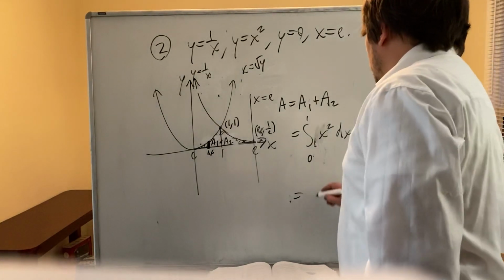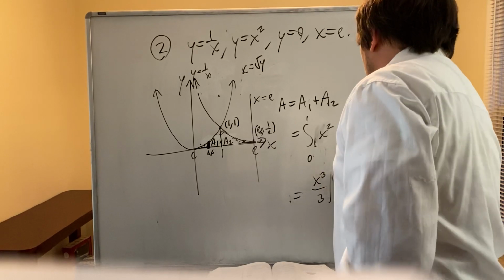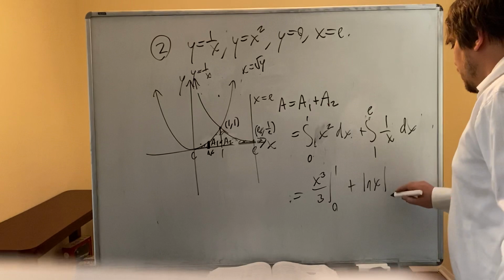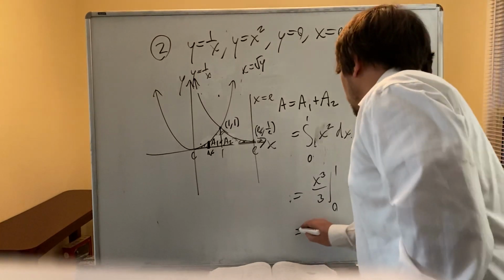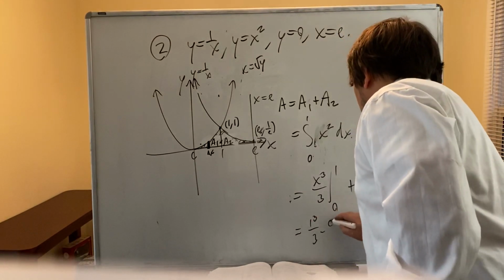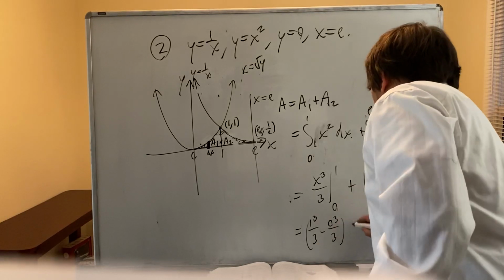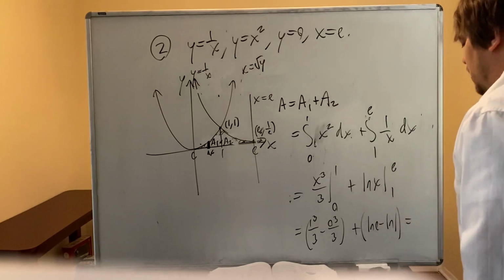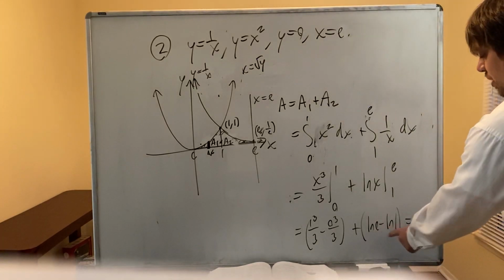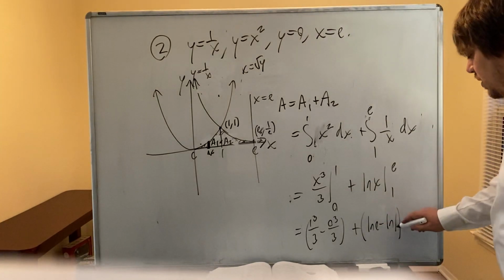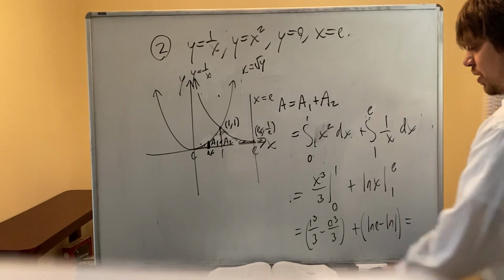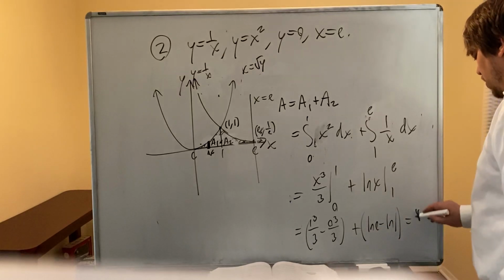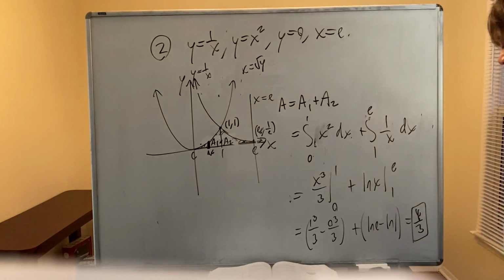Okay, so this is equal to x cubed over 3 evaluated from 0 to 1 plus ln x evaluated from 1 to e. So this is equal to 1 cubed over 3 minus 0 cubed over 3 plus ln e minus ln 1. And so ln of e is 1, and ln 1 is 0. So this is 1/3 minus 0, plus 1 minus 0. 1/3 plus 1 is 4/3. So the answer is 4/3.